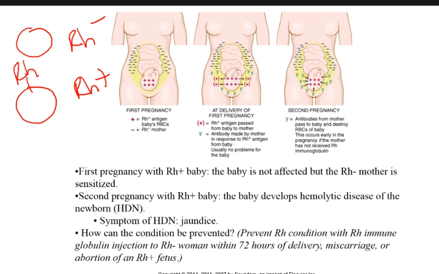this is genetics, when a baby happens to have the Rh factor on his or her cells, but the mother does not. If the mother does not have the Rh factor, the mother is going to start to produce antibodies against the baby that has the Rh factor.